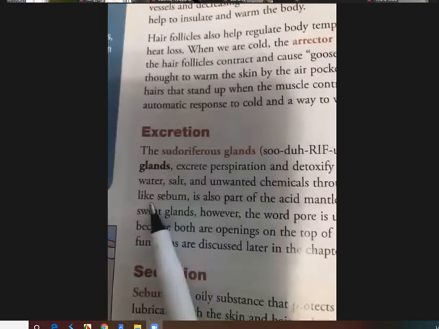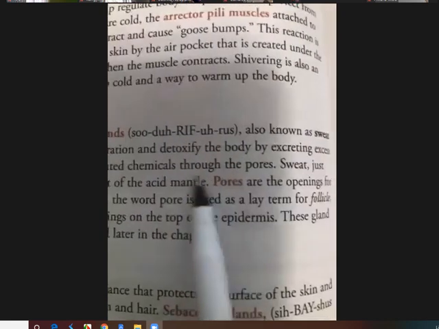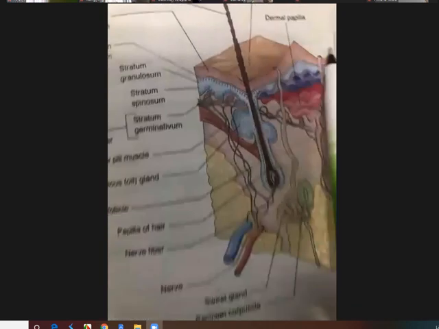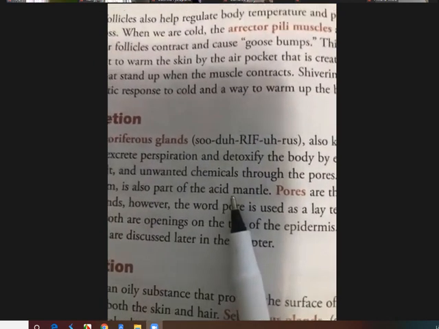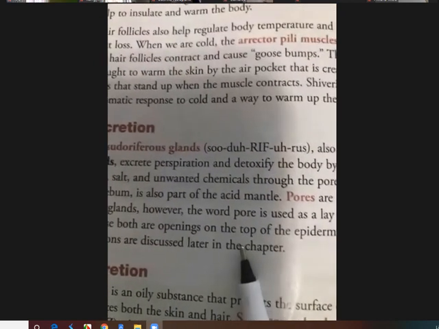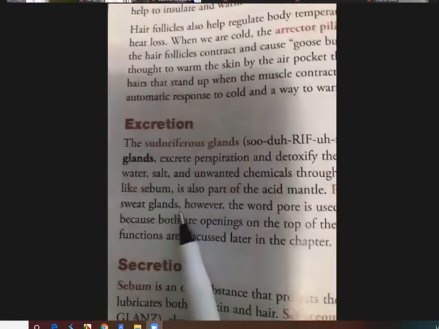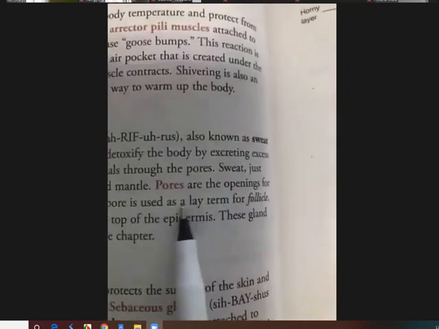Sweat, just like oil, which is sebum, is also part of the acid mantle. Okay, so the top layer of your skin, the protective layer, which is the acid mantle. Okay, so sweat is part of your acid mantle. Now, pores are the opening for the sweat glands. Okay, the word pore is also used as a lay term for follicle because both are openings on the top of the epidermis. This gland function are discussed.